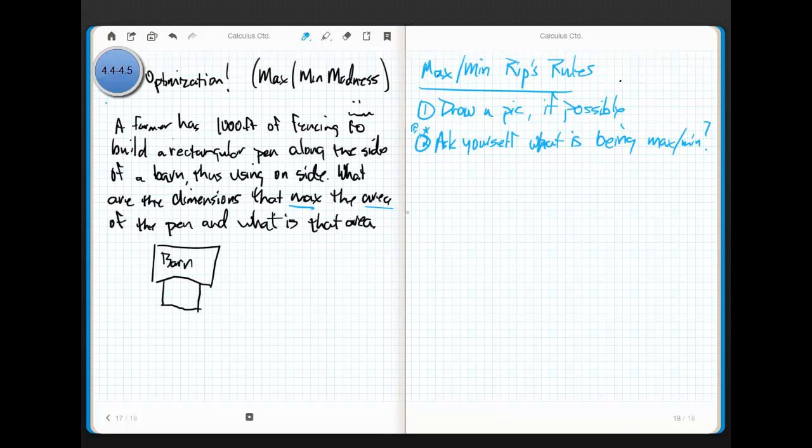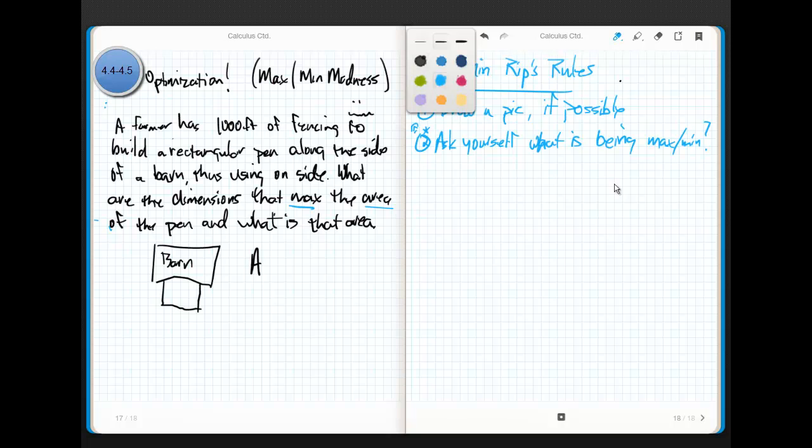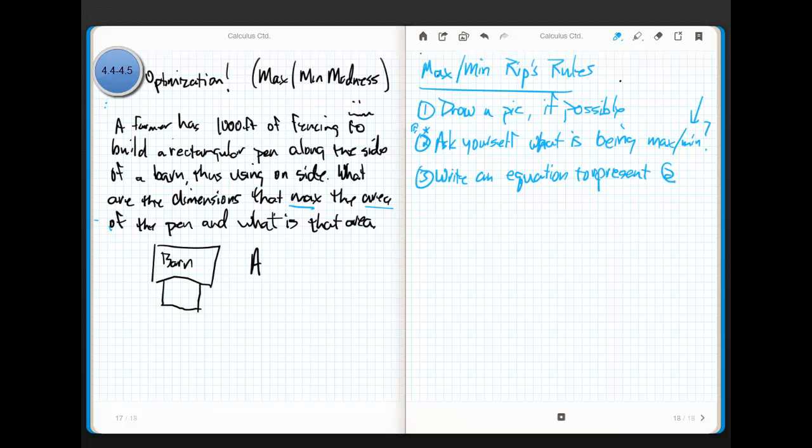So in this case, let's change colors again. This is going to get old, but that's all right. Area. So I'm going to write A as an area. Now part three. Trust me, if you can answer this question every time correctly, half of your work is done. Part three, write an equation to represent question two.